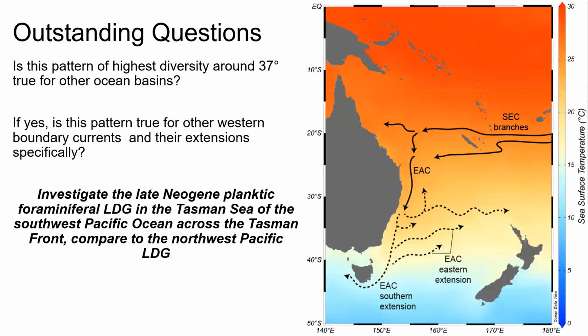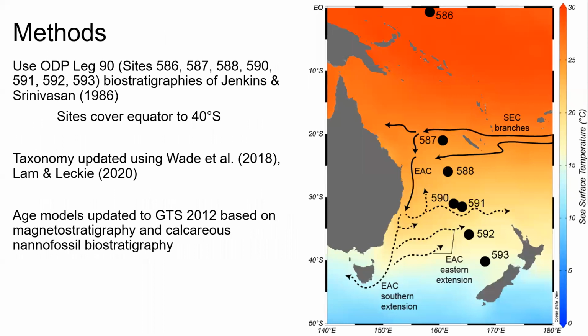To answer these questions, we investigated the Planktic Foraminiferal latitudinal diversity gradient across the Tasman Sea of the Southwest Pacific Ocean. Here, we used sites that cross the Tasman Front, which is now referred to as the East Australia Current Eastern Extension. For this study, we used the Planktic Foraminiferal biostratigraphies of Jenkins and Srinivasan from Ocean Drilling Program Leg 90 sites. These sites span from the equator to 40 degrees south, thus ideal for comparing patterns of diversity from this area to the Northwest Pacific.